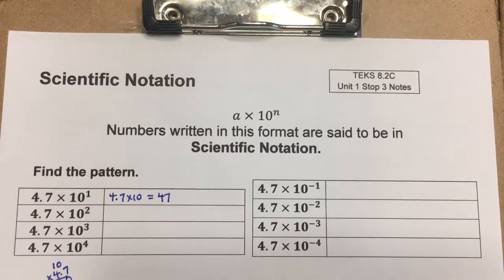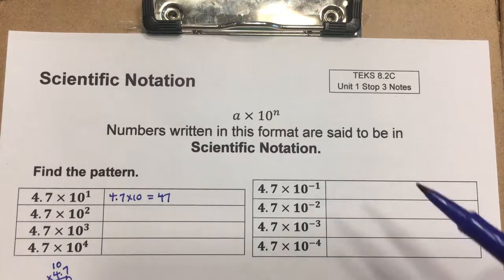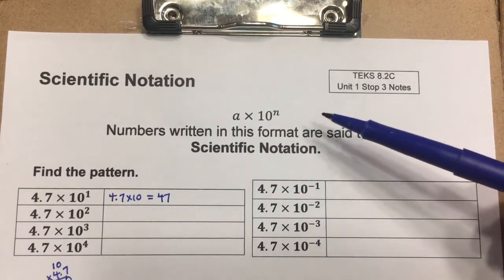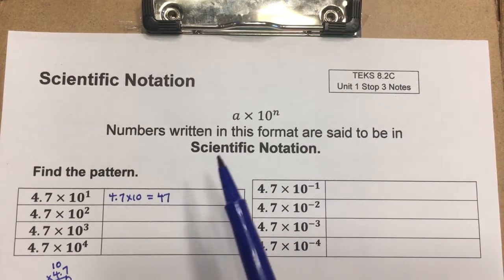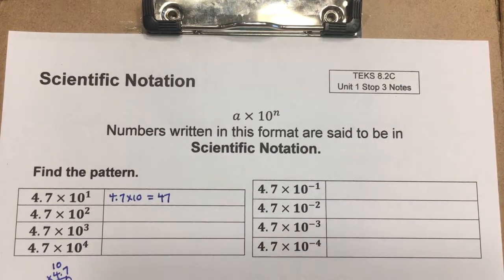This is math, but it is a type of math that is often used in science, and that happens a lot actually in math and science. Science uses a lot of math. So today we're going to be looking at a particular type of math used in science, and it's really just a way to write numbers.